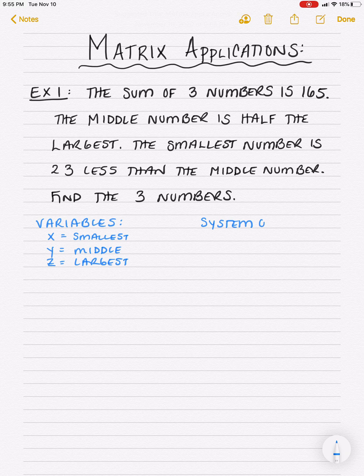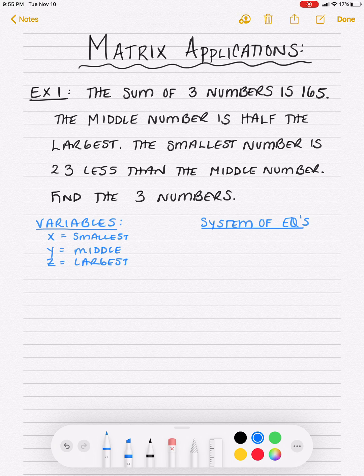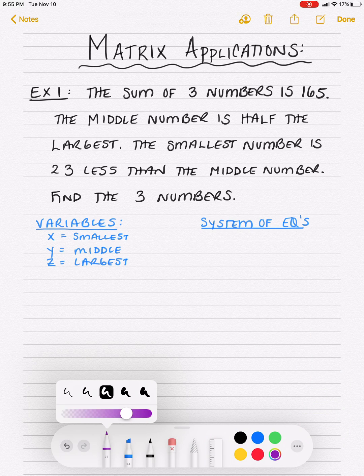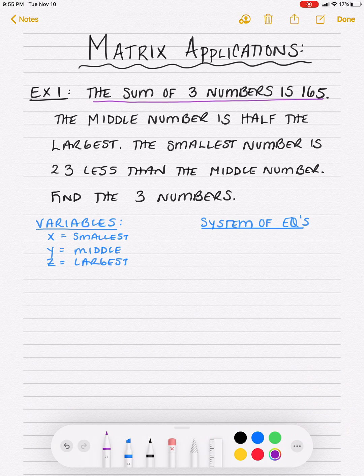Okay, so now that I am more aware of what my variables are, let's write a system of equations. If I have three unknown variables, I'm going to have three equations. That's the general rule. If there are two unknown variables, you're going to have two equations. The first piece of information is right here, in purple: the sum of the numbers is 165. So my first equation is going to be X plus Y plus Z, the sum of the smallest, the middle, and the largest, equals 165.